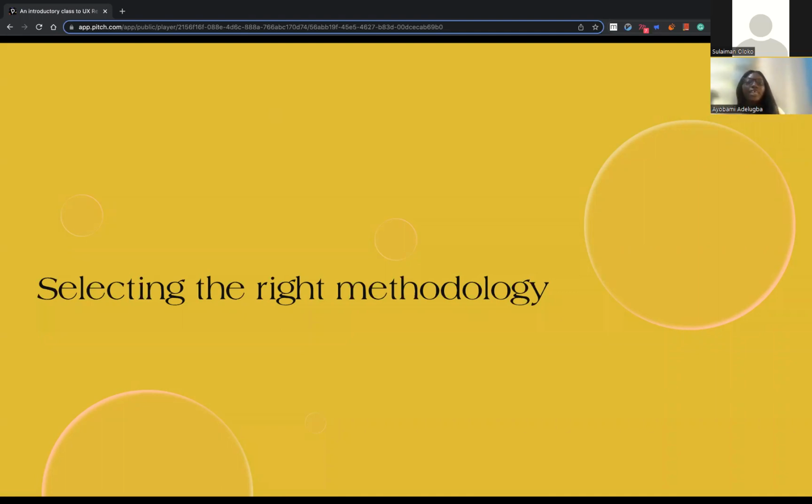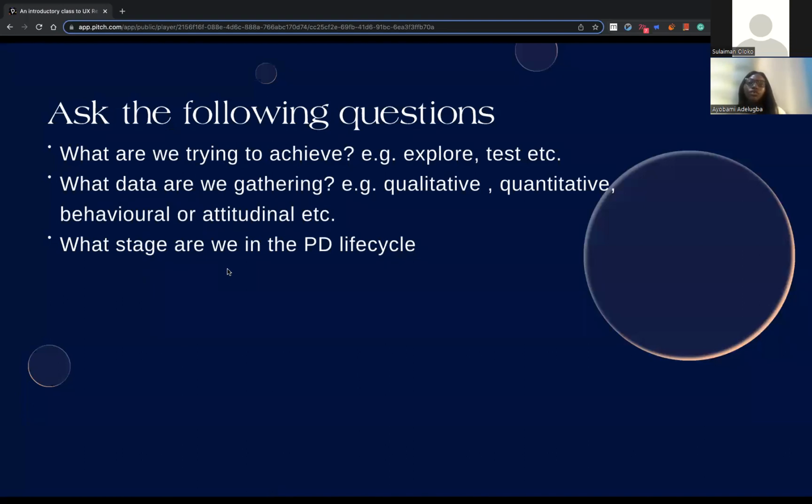Now, selecting the right methodology. I've said a lot: surveys, this and this, but how do you know which one to use? There are a bunch of tools and approaches out there, but this is what I try to do for myself. I ask the following questions. What are we trying to achieve? Are we exploring? Are we testing? What data are we trying to gather? Is it qualitative or quantitative, behavioral or attitudinal? And what stage of the product development lifecycle are we at?